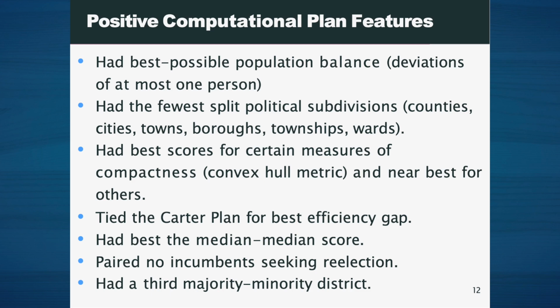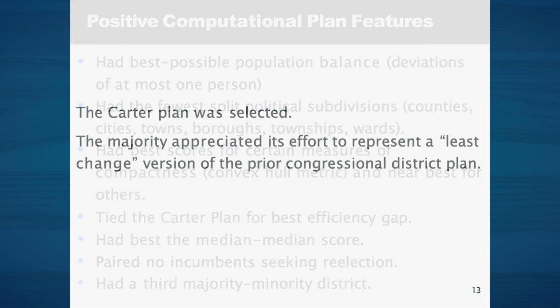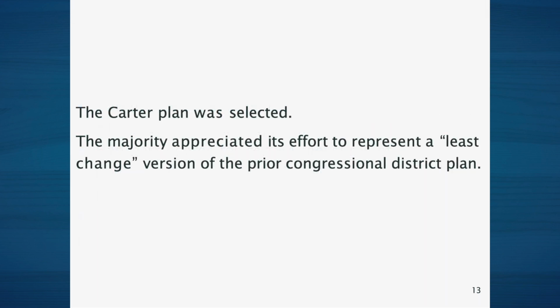We tied the Carter plan. There were about a dozen other maps submitted. We tied the Carter plan for the best efficiency gap and had other measures that were really strong for our map. But one thing that we had that nobody else had was a third majority-minority district, but they didn't pick our map. Which is okay, because the Carter plan was a really strong map as well, and it was certainly better than the maps that were on the table beforehand.